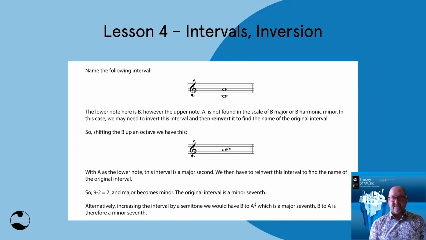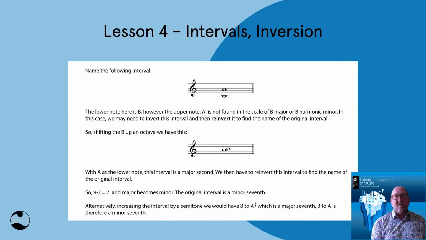So what we need to do is invert this to get A to B, and then re-invert it to find out the name of the original interval. If we invert the interval once, we end up with A to B, which is a major second. And then if we invert it again, my favorite interval, it's a minor seventh. So B to A is a minor seventh.